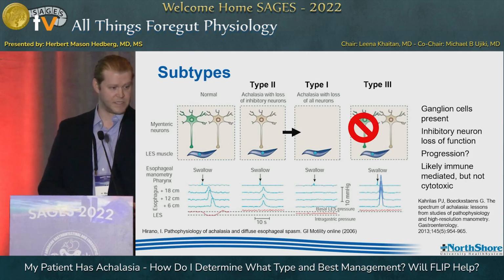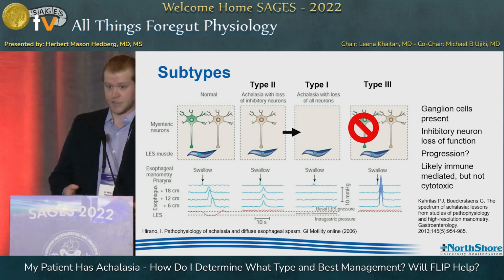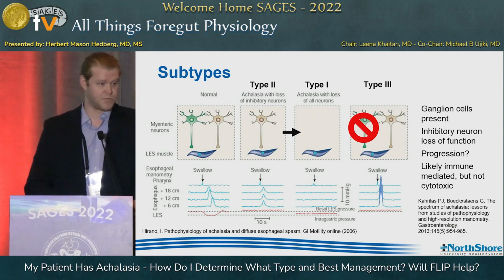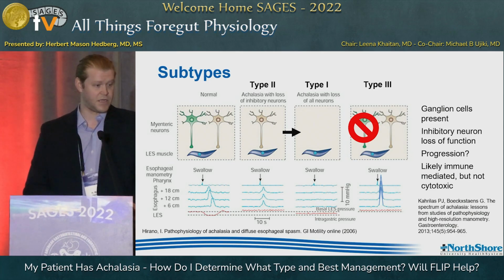Type 3 is a little bit different. There are still ganglion cells present in type 3 muscle biopsies. Instead, we have a loss of function of these inhibitory nerves. And the original hypothesis back in the day was that type 3 probably represented the earliest stage of the disease.